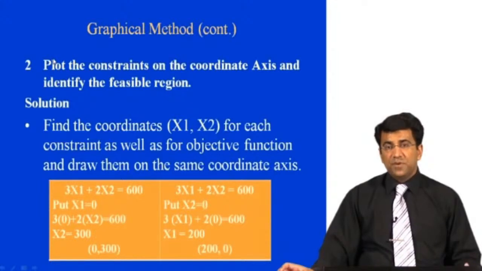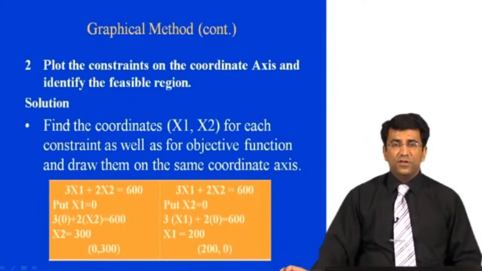Now again class, just remind the method of solving these problems. First of all, we'll have to draw these lines on the graphs, which represent the constraints available in this particular situation. So first of all, let's find out the 2 particular points for this constraint, that is 3x1 plus 2x2 is equal to 600.